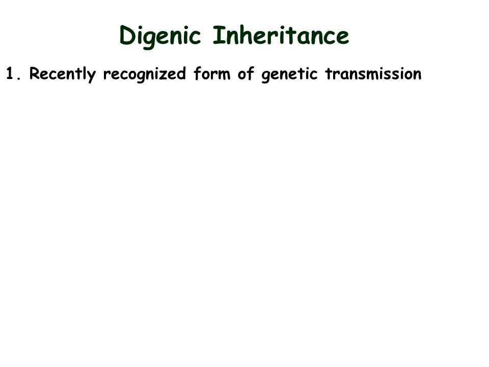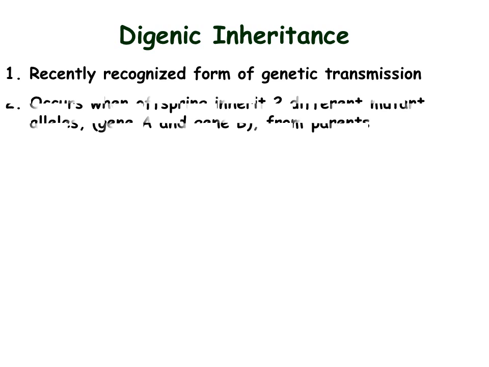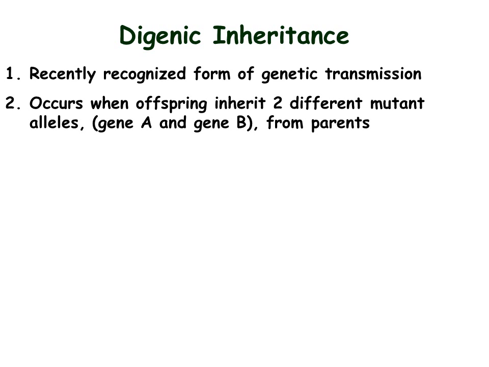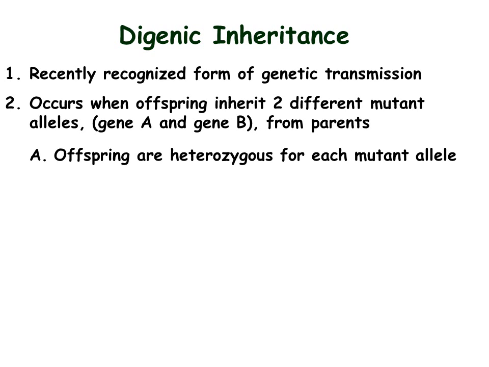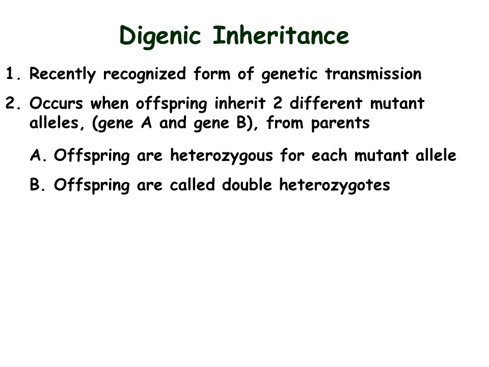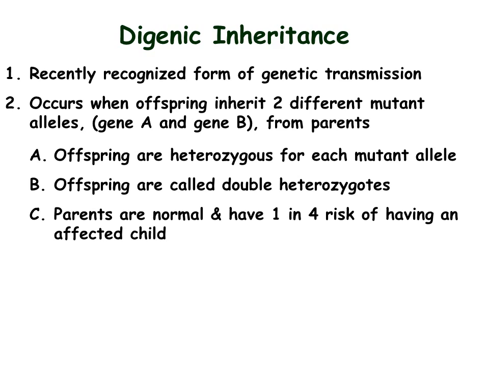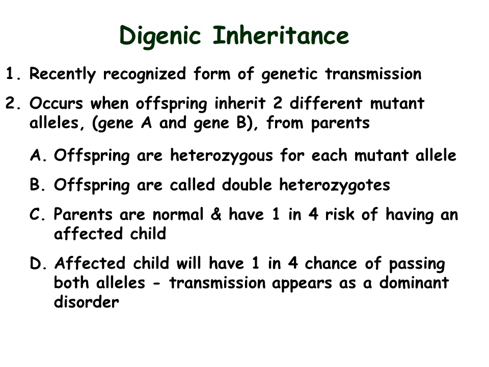Digenic inheritance can occur as well. It's a recently recognized form of genetic transmission. It occurs when an offspring, a son or daughter, inherits 2 different mutant alleles from their parents. They are heterozygous for each mutant allele, and so they're referred to as double heterozygotes. Parents who are normal have a 1 in 4 risk of having an affected child, just as they normally would. And the affected child will have a 1 in 4 chance of passing on both alleles, and as a result, the transmission appears as though it is a dominant disorder.